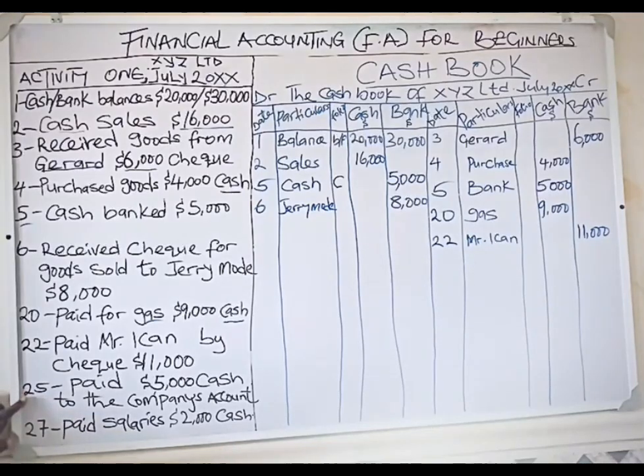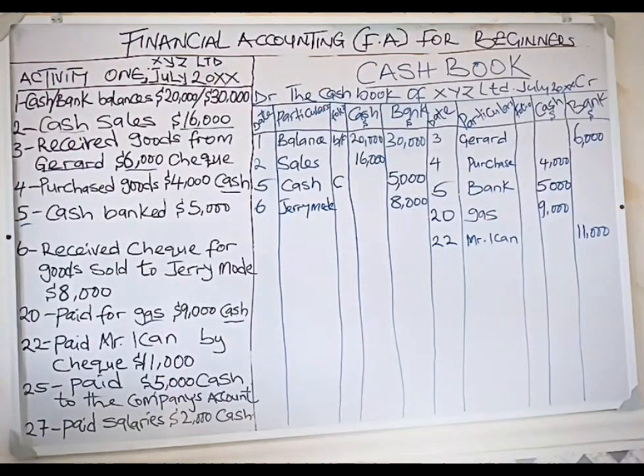On the 25th of July, we pay also. This is a credit transaction. We pay $5,000 cash to the company's account. Since we're paying, we're not buying. Let me pause a bit and see how we're going to do it. Then we'll continue. Okay, let's continue. On the 25th July, we pay $5,000 cash to the company's account. This is a contra entry. You are giving out money, and that money is still going to the company. So it's a contra entry.